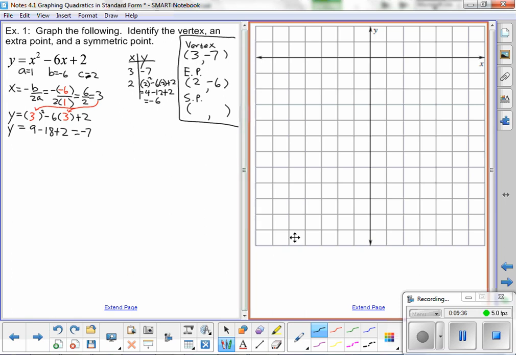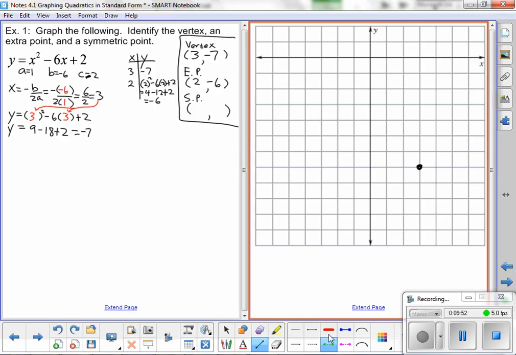All right, so the vertex is at 3, -7. So I'm going to go right 3 and down 7: 1, 2, 3, 4, 5, 6, 7. Now I'm going to make my line of symmetry. And there you go. I have my vertex, and I drew my line of symmetry through. That way I know that's the part that breaks it into two pieces that are symmetrical.